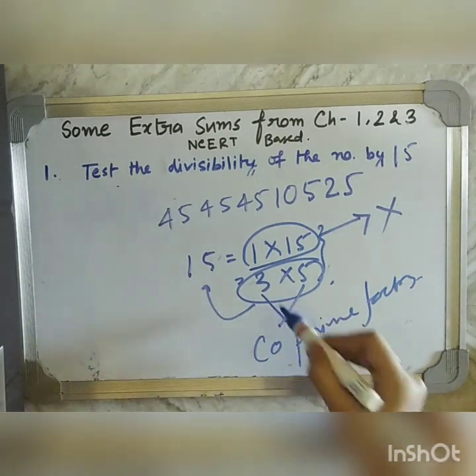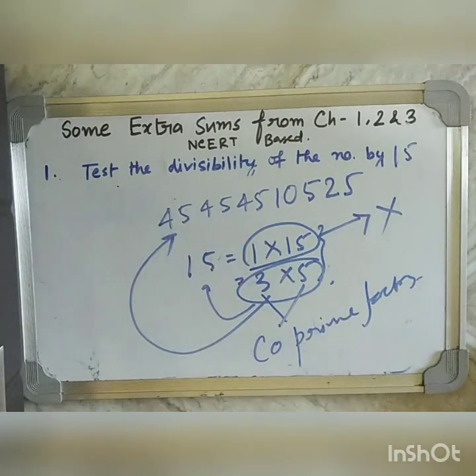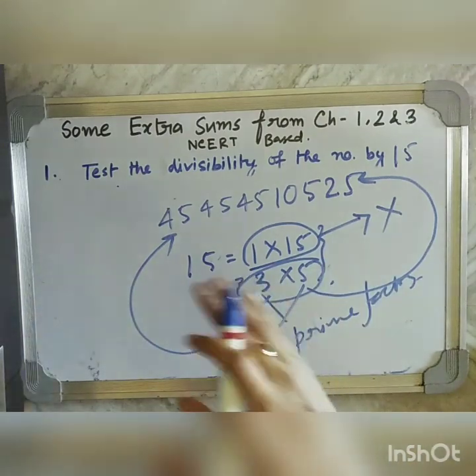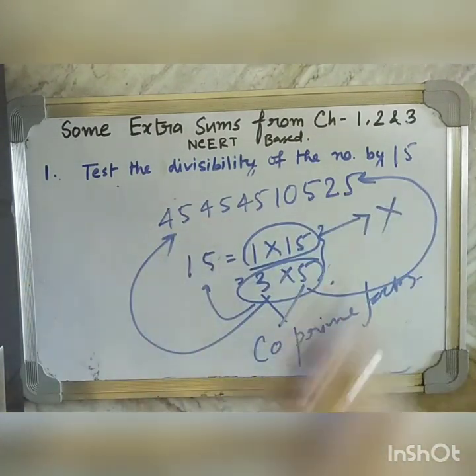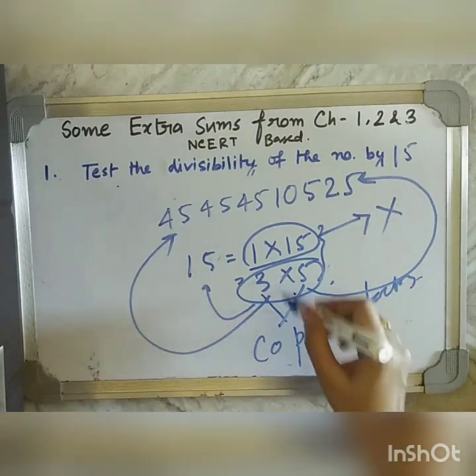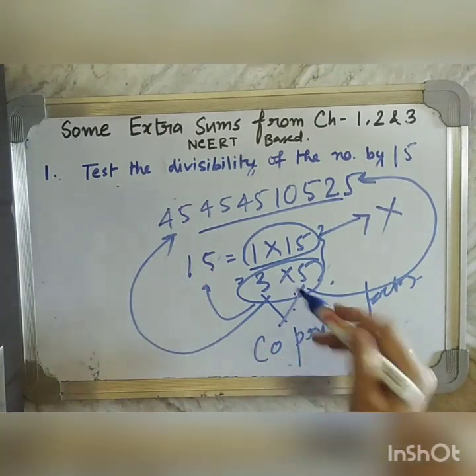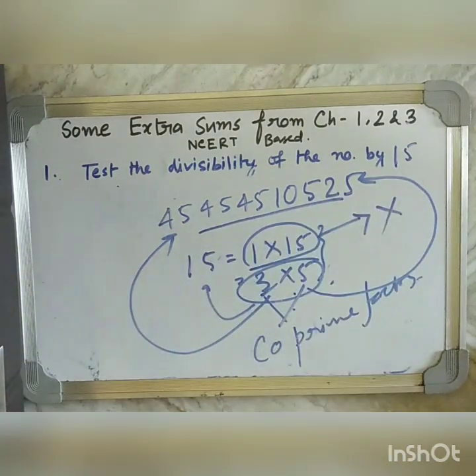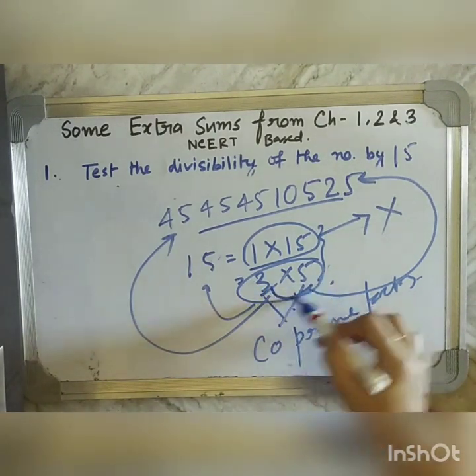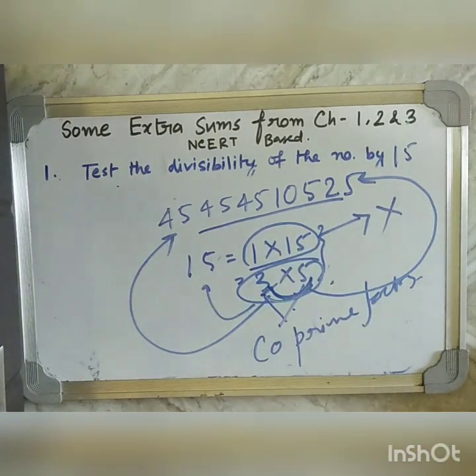Now what we have to do? We have to check the divisibility of the number by 3. Then we have to check the divisibility of the number by 5. Then we can say if both of these numbers can divide this given number, then we can say that this big number can be divided by 15 without leaving any remainder. Okay, but if any of them does not divide this number, then we can't say that the number will be divisible by 15. Okay, for checking the divisibility by these two numbers also, you can use the divisibility rules, as you have already known all the divisibility rules up to 15.